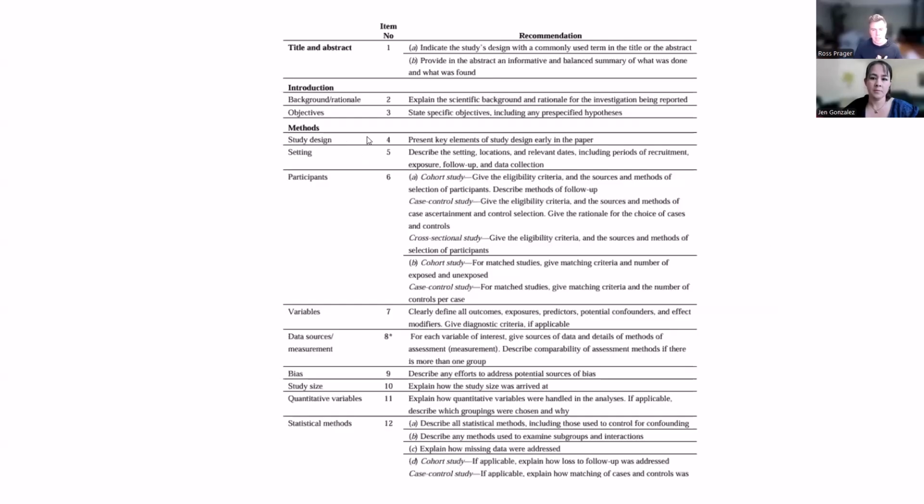And they say, all right, study design, present the key elements of study design early in the paper. The setting, so describe exactly these things in your setting. This is how you should describe your participants based on cohort, case control, or cross-sectional. These are the variables you should consider, and it goes all the way through. If you follow this as a blueprint for most study designs, it actually gets you pretty far, and it'll ensure that you're not failing to consider important aspects.